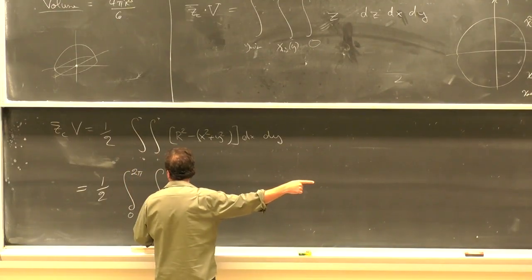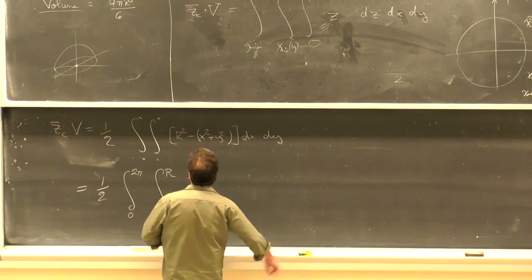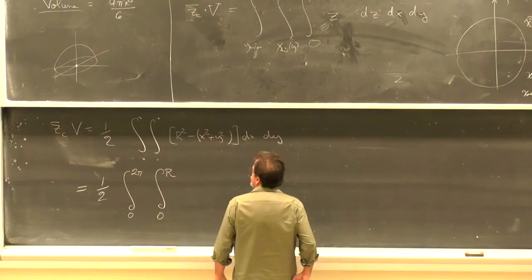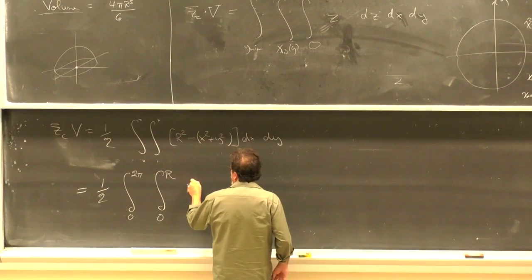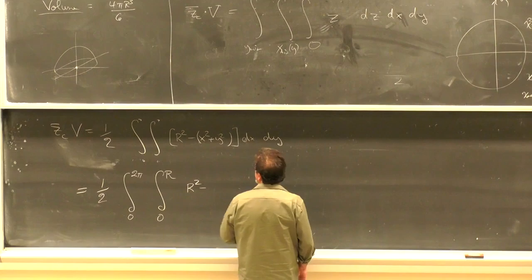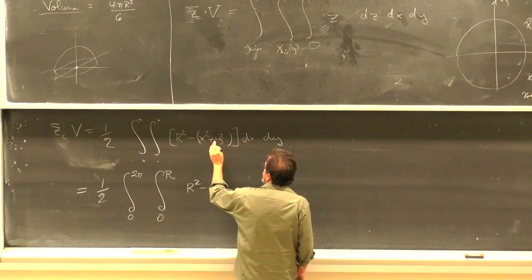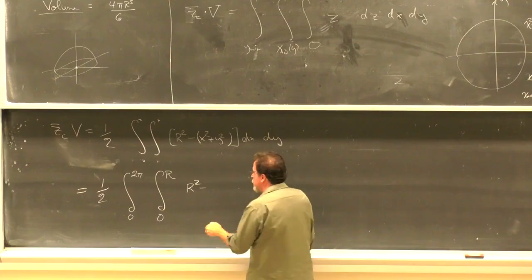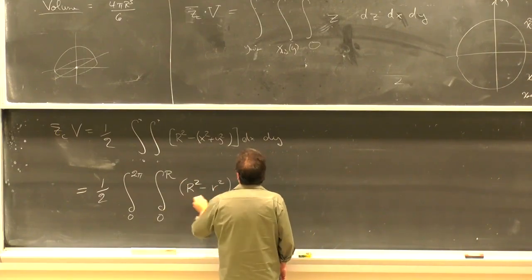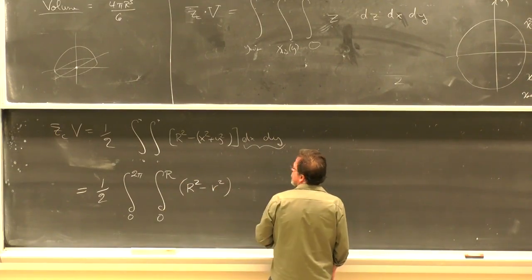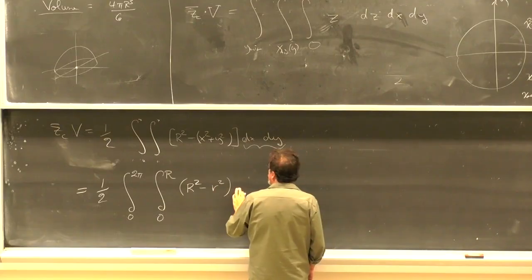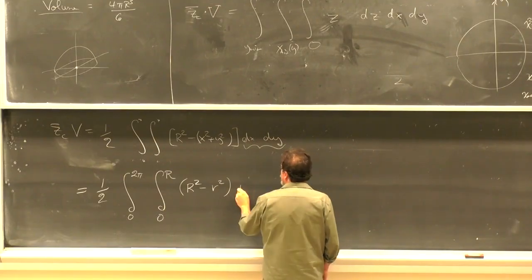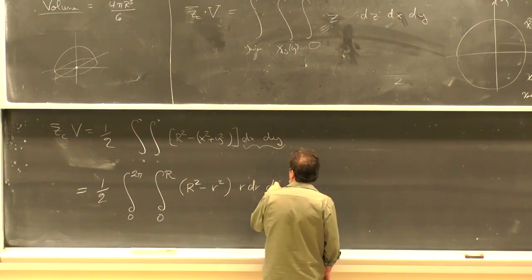It was the disk, so it's from 0 to 2 pi, 0 to capital R. Capital R squared remains. That's just the radius of that disk, minus x squared plus y squared, which is little r squared in polar. So this is little r squared. And this is the area element. The area element in xy space turns into r dr d theta, just as we did before.